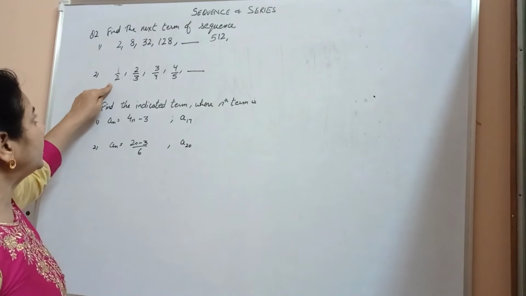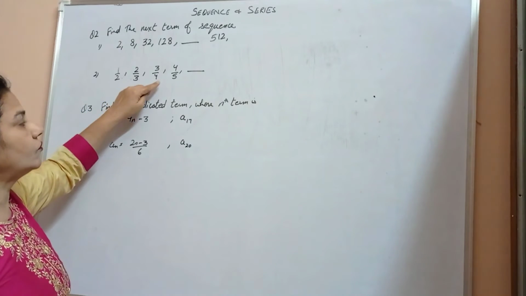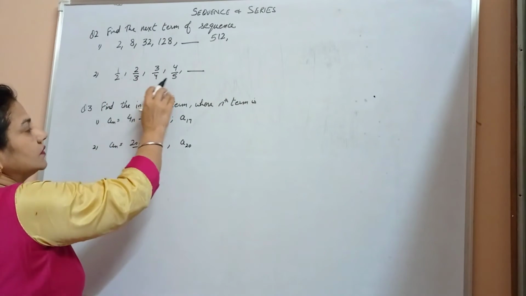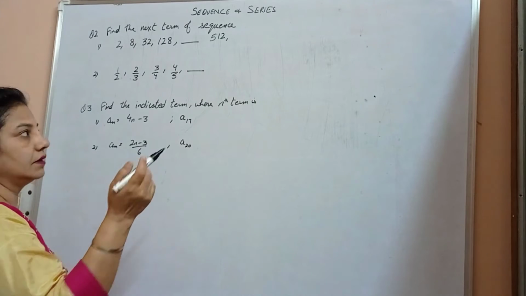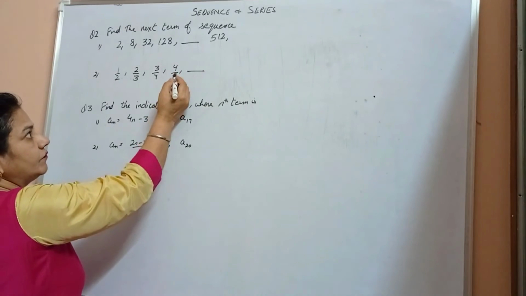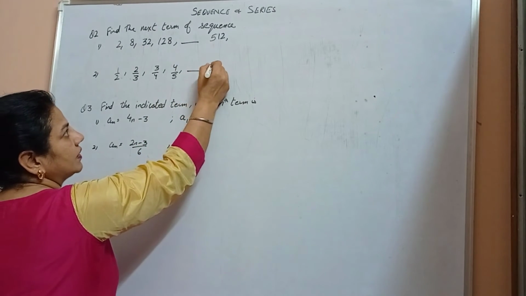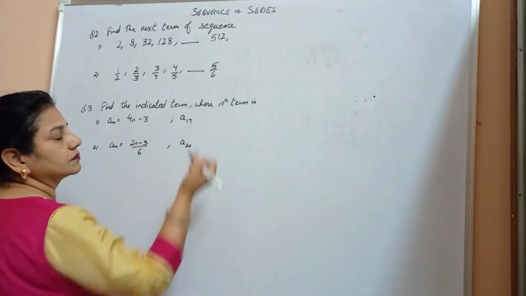Again, 1 by 2, 2 by 3, 3 by 4, 4 by 5. Here we can say the numerator is increasing as well as the denominator is increasing by 1. So after 4 by 5, the next term will be 5 by 6.